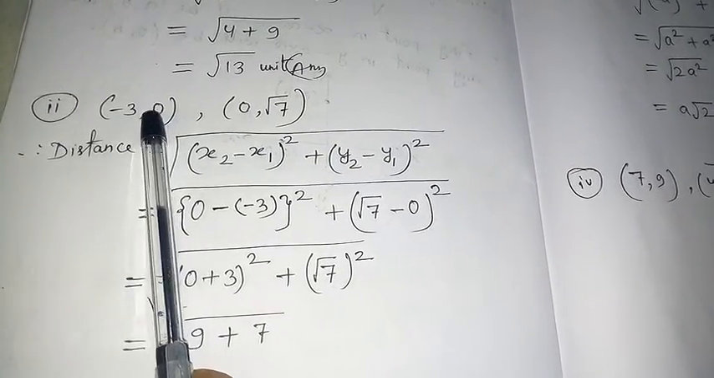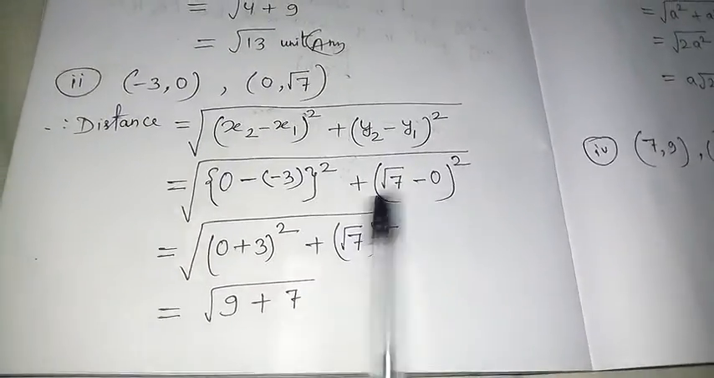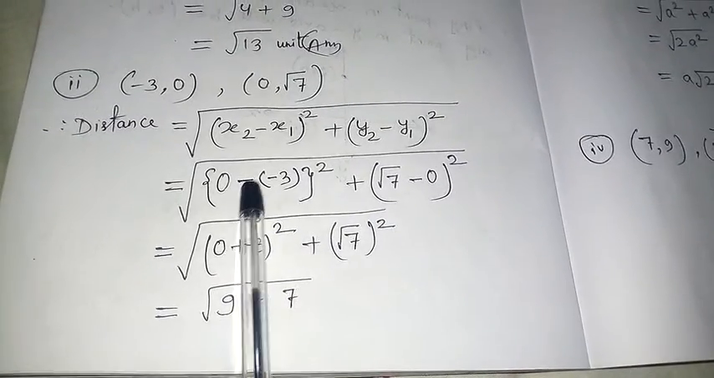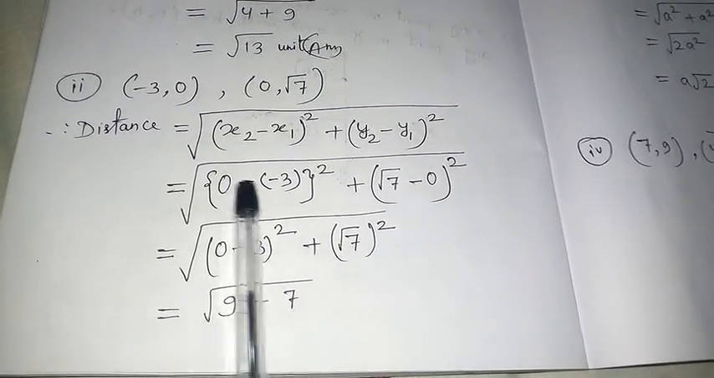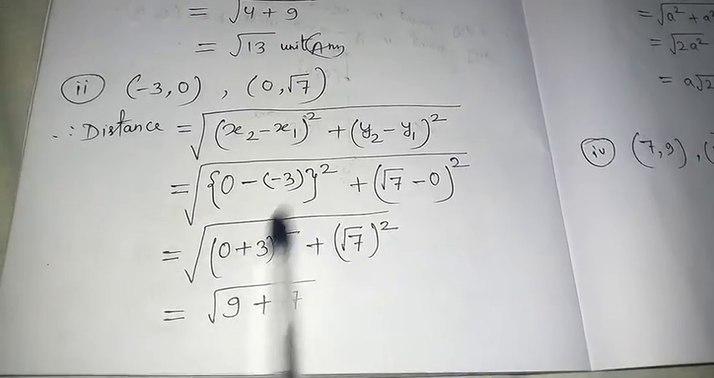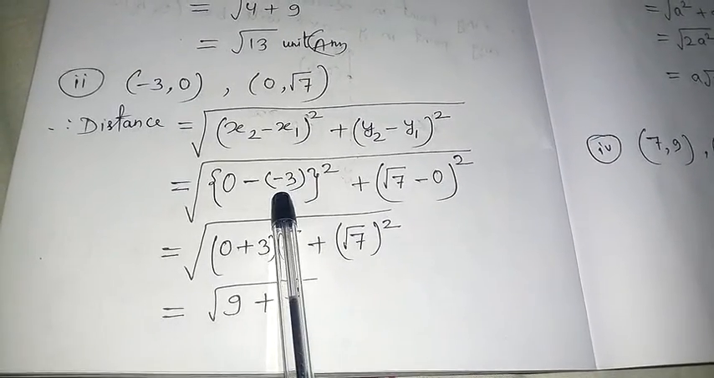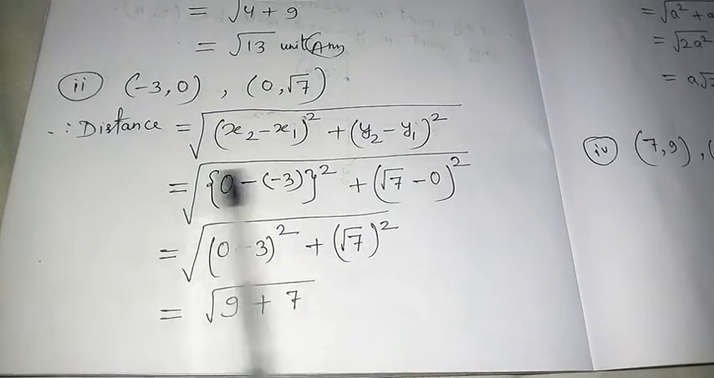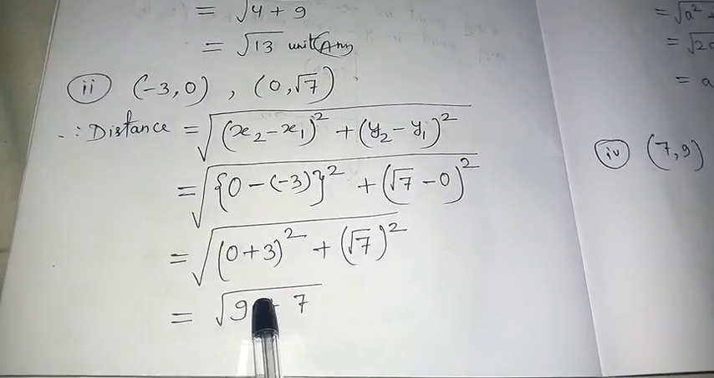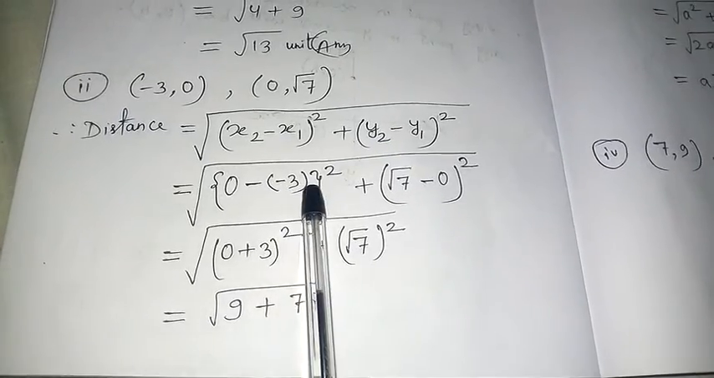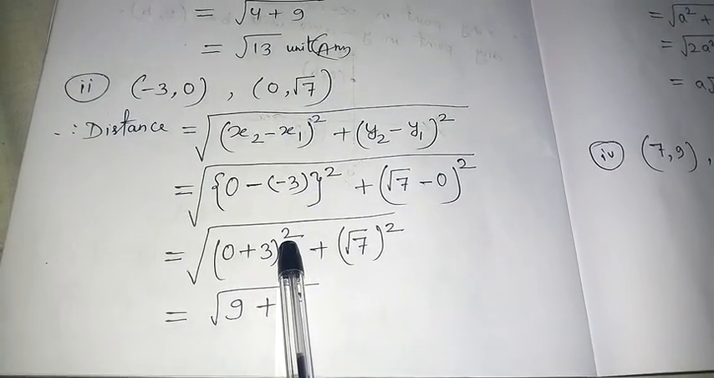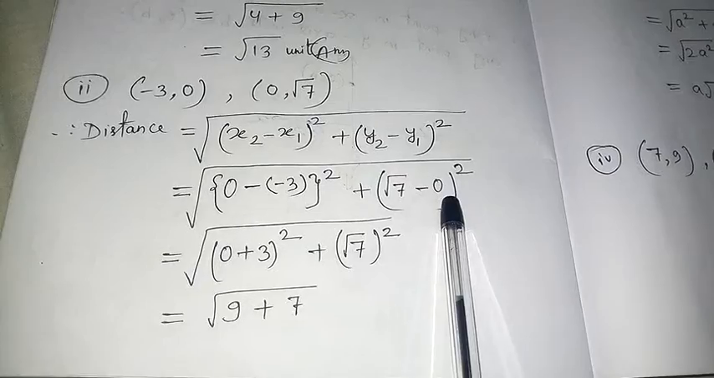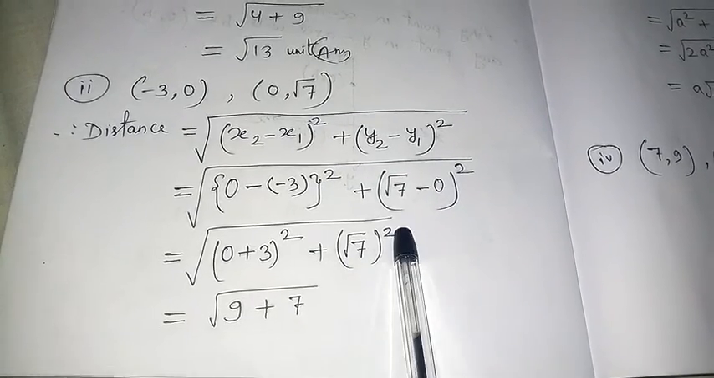As you can see, 0 comes here. Now I will open this bracket. Now minus into minus is plus. So 0 plus 3 whole square. Again, when the first bracket vanishes, the outside bracket again becomes the first bracket. Earlier it was the second bracket, now again it has become the first bracket because the internal bracket has vanished. Whole square plus root 7 minus 0 is root 7 whole square.